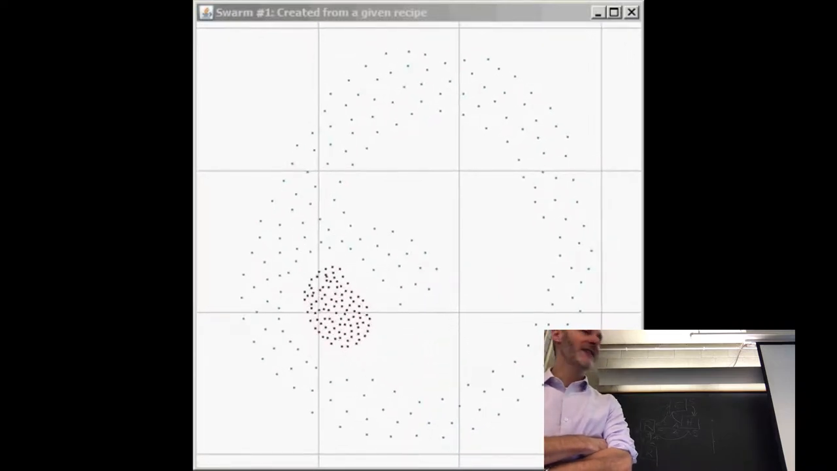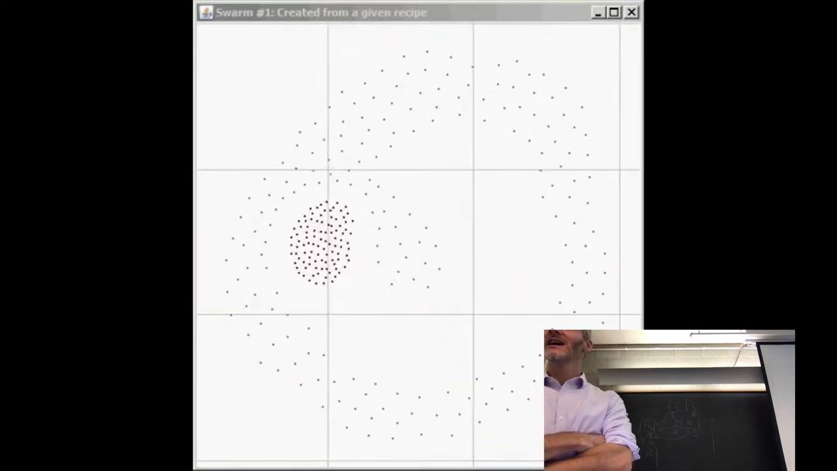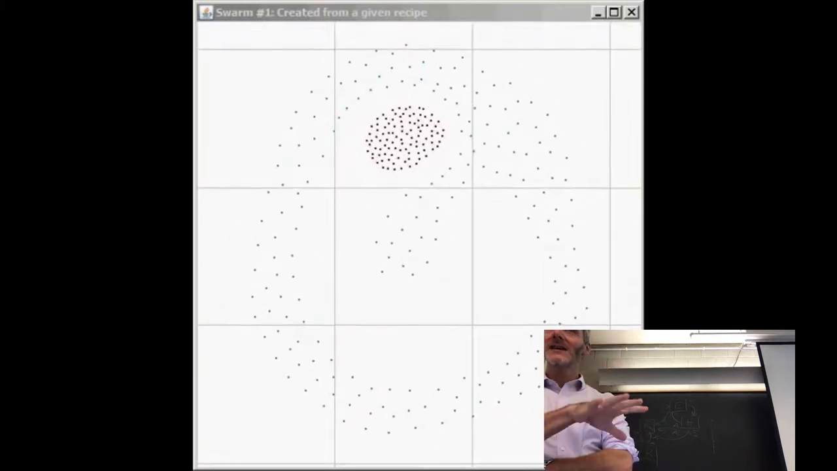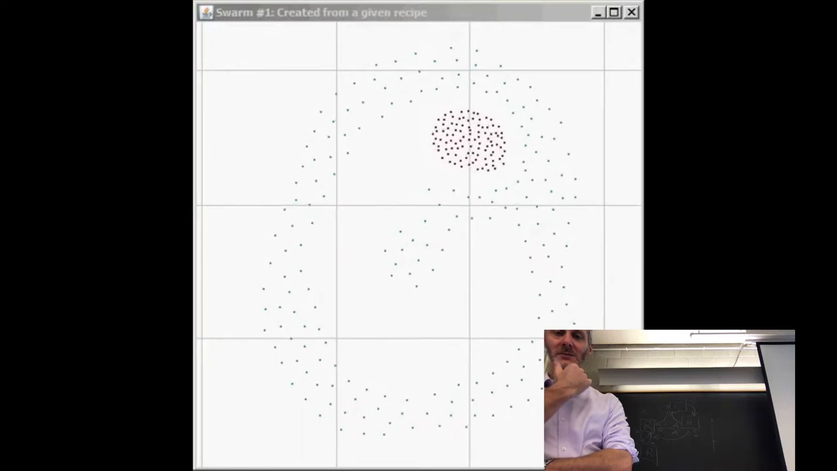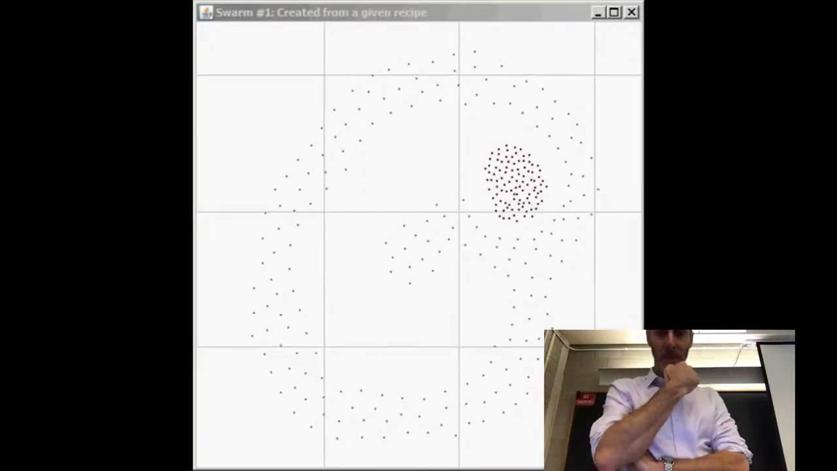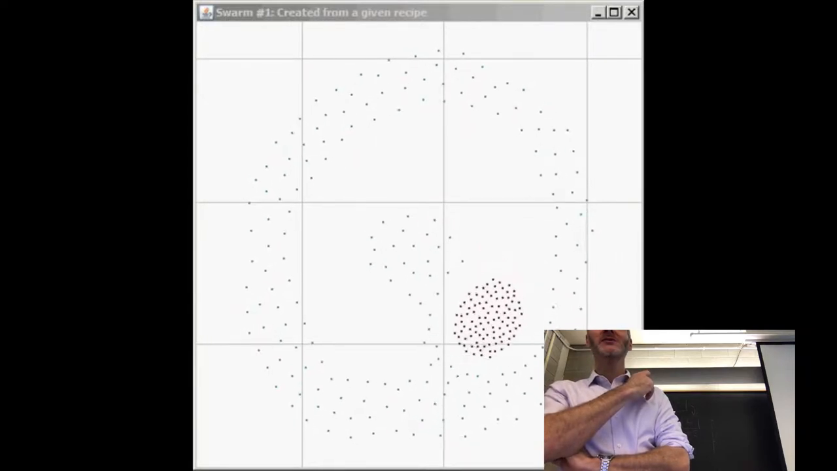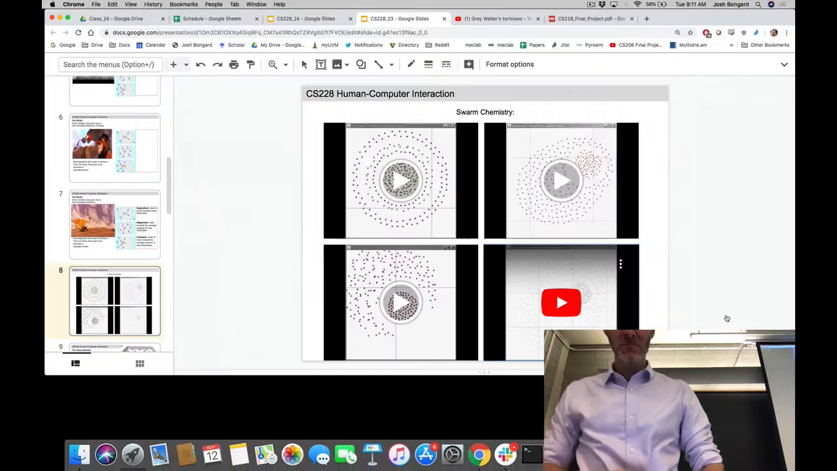In this case, having multiple species that have different rules across the species, but same sets of rules within the same species. So you can imagine it's not that difficult to code up a swarm chemistry. So if you're interested in this, I suggest giving it a try. It's a lot of fun.